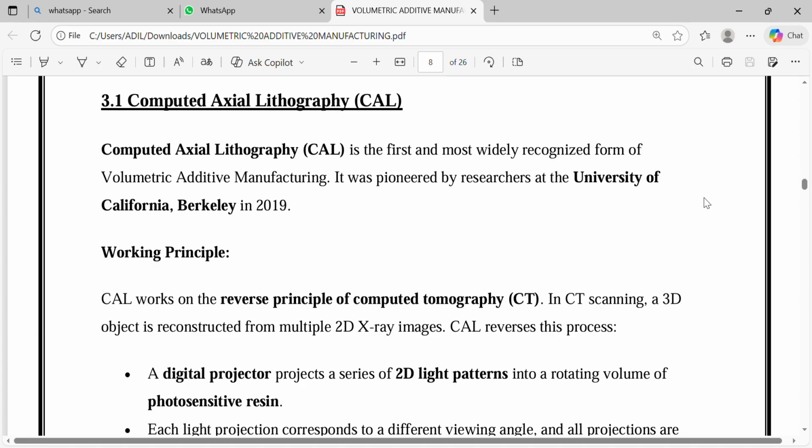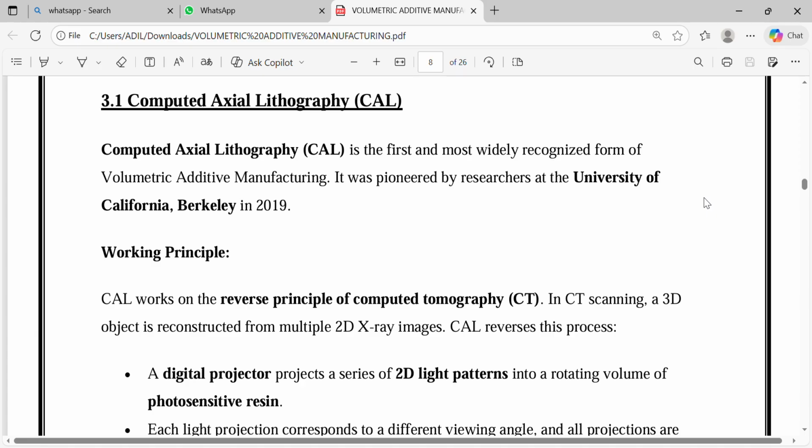The first component we use in this process is the digital projector. Digital projectors project patterns onto the resin. It enables high-speed printing. It allows for dynamic control of light exposure. It supports complex geometries and structures.